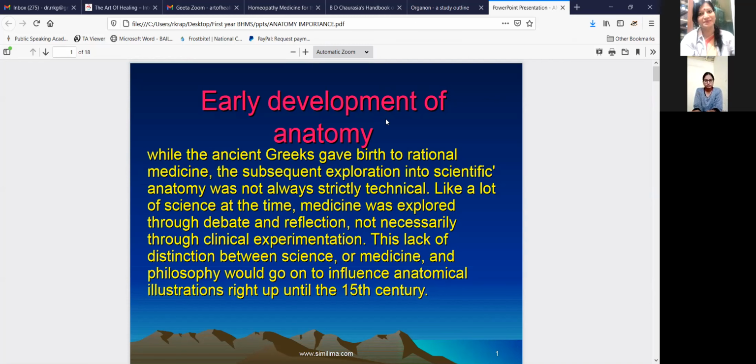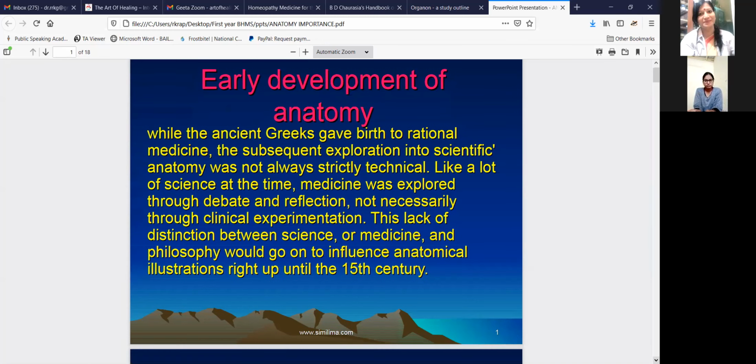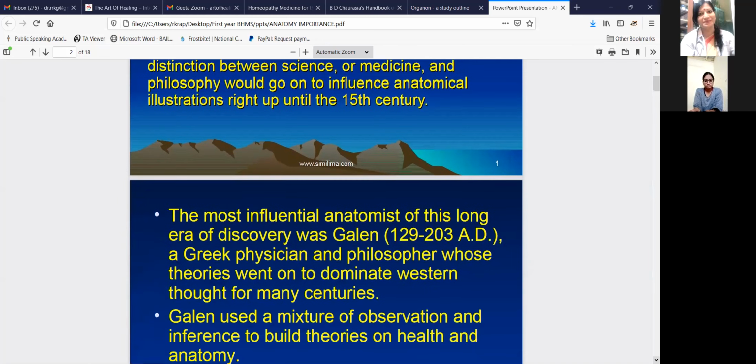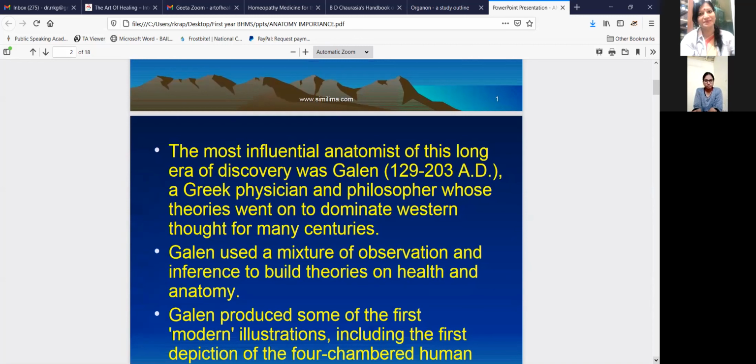Finally, in the 15th century, some illustrations and diagrams were also found. Then came 129 to 203 AD, that was long before. The first anatomist you can say was Galen. He was more influential. He was a Greek physician and philosopher who had certain theories, theories about the observation of the anatomical structures.